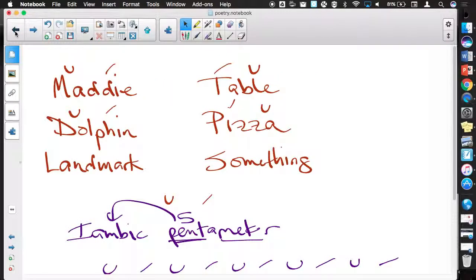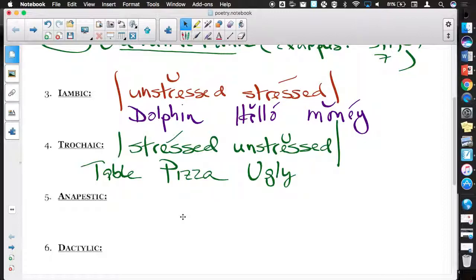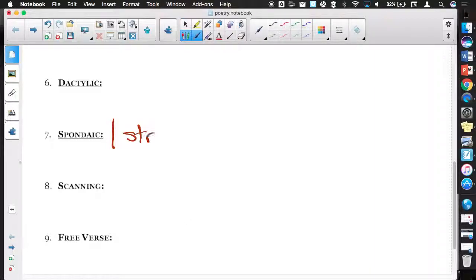But again, you're not going to have words on your quiz where you have to match them up and tell me which is which. It's simply going to be, if it's unstressed, stressed, you know it's iambic. If it's stressed, unstressed, it's going to be trochaic. Landmark and something were the other two words. Those would be considered spondaic. Spondaic is stressed followed by stressed.